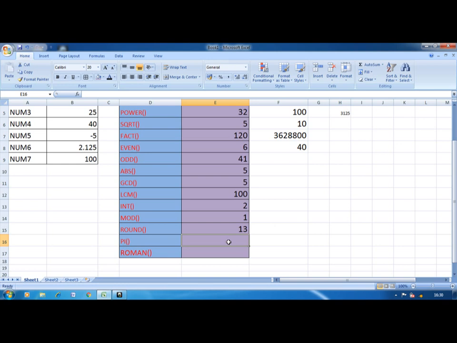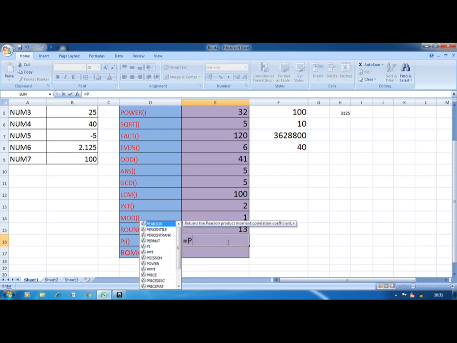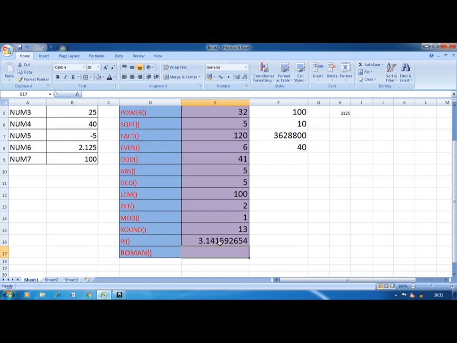The next one is PI. So PI, here opening bracket, closing bracket. This function is used to display the pi value. What is the pi value? It is 22 by 7. It is nothing but 3.14159. So when I press this option, it displays 3.141. So inside the bracket, there are no arguments for the PI function.